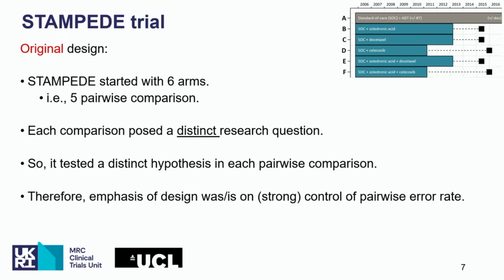when they did the design of the trial, each of these pairwise comparisons addressed a distinct research question. As a result of that, each hypothesis was powered as a distinct hypothesis, and the control of the pairwise error rate was the focus of the design.